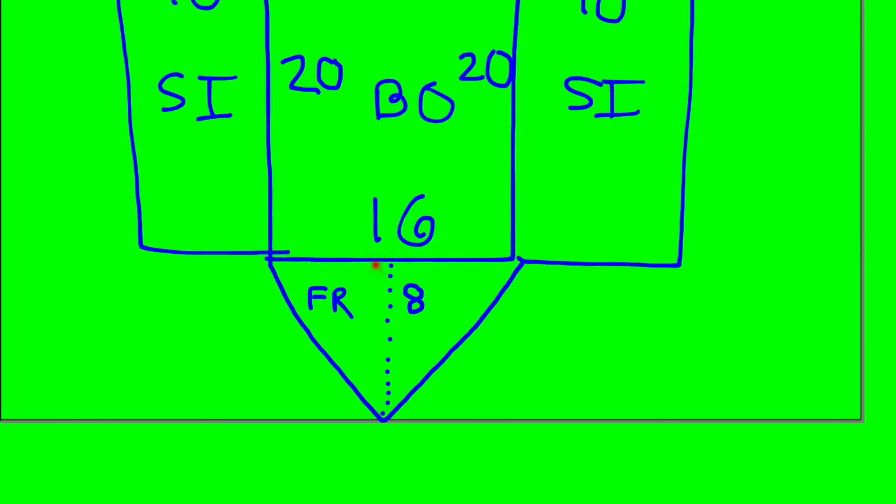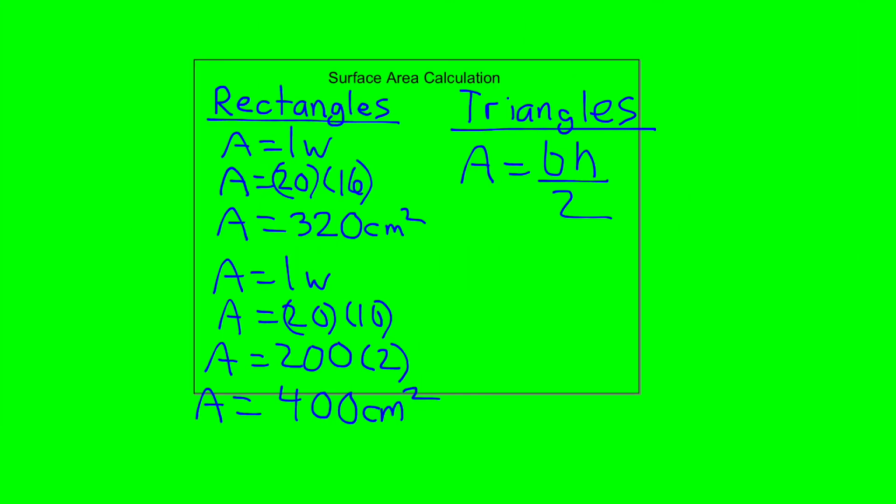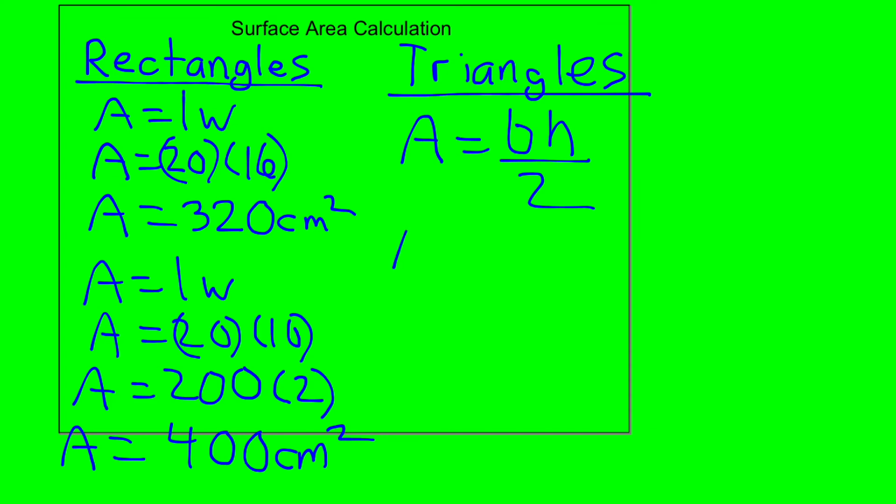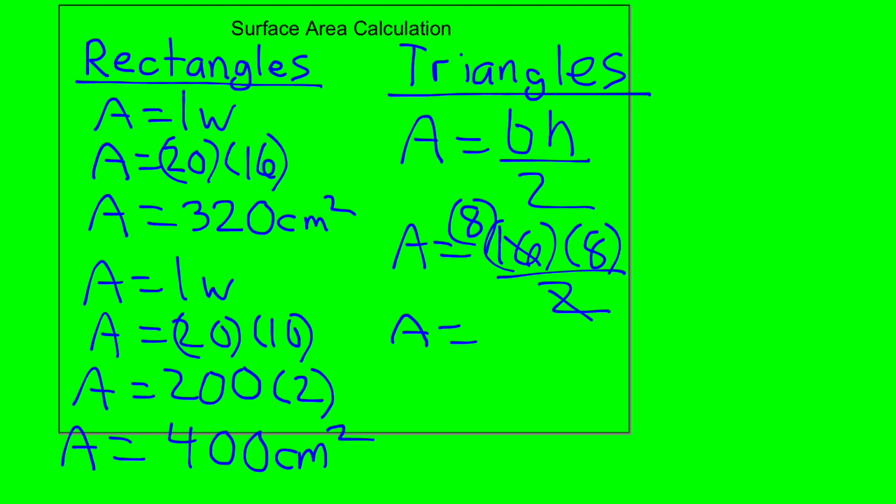So the base of the triangle is 16, the height is 8. So we're going to do area equals 16 times 8 divided by 2. And we can actually divide by 2 first. Pick one of the numbers to divide by 2. What makes a lot of sense here is to do 16 divided by 2 gives me 8. So all I've got to do is 8 times 8 is 64 centimeters squared. That's the area of one triangle.